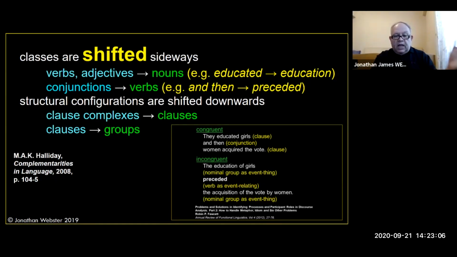you have "they educated girls and then women acquired the vote." That's a clause complex. That's two clauses joined together by a conjunction. And instead, you turn it into one clause with two nouns. The education of girls, noun. Preceded, that's the verb. The acquisition of the vote by women, a noun. That's a simple clause. In fact, you're turning more clausally complex into more clausally simple.